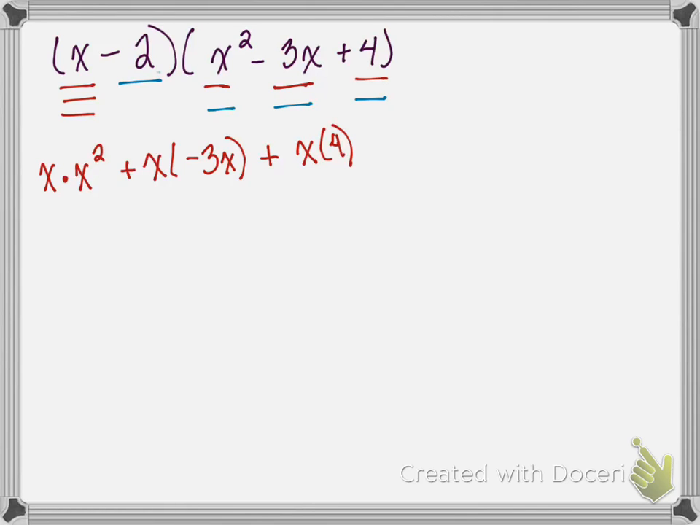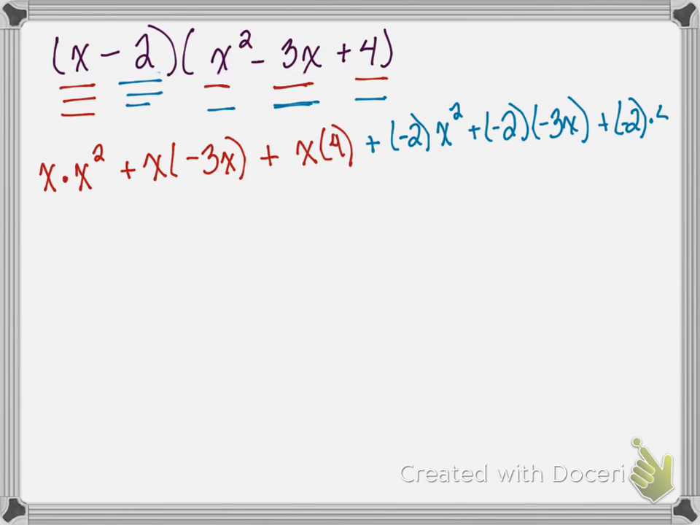Now we're going to do our negative 2. So I have negative 2 times x squared, negative 2 times negative 3x, okay? And then I have negative 2 times positive 4. Okay. Now I wrote all that out. Some students choose to do the multiplication at the same time, and that's okay. Just be sure you're giving yourself plenty of opportunity to make sure you're doing it correctly.